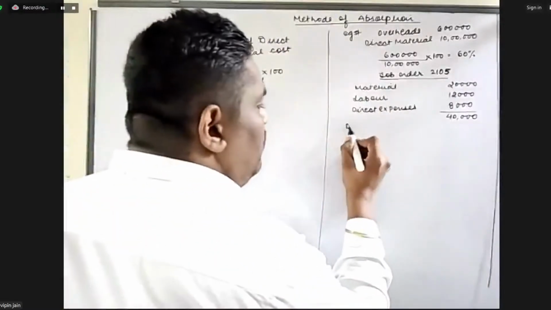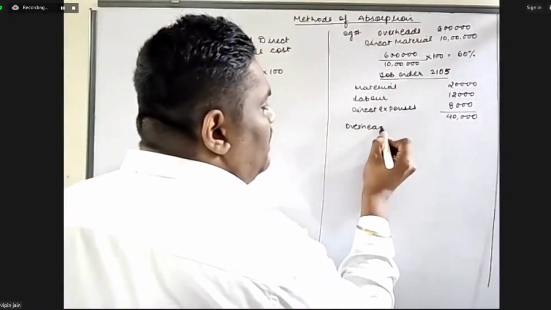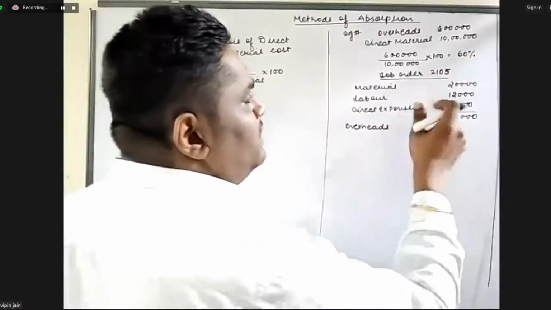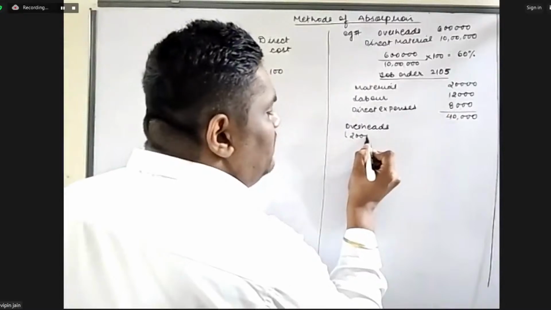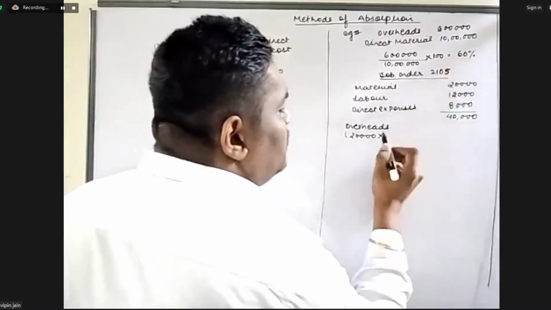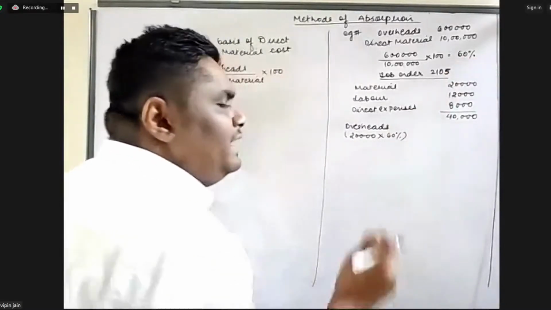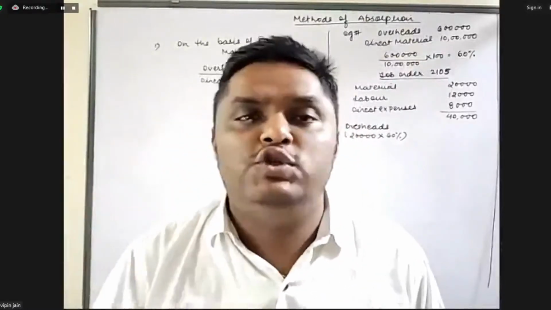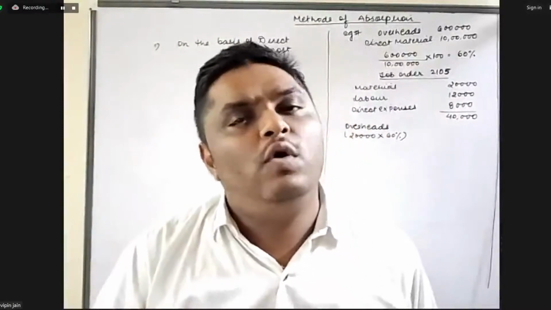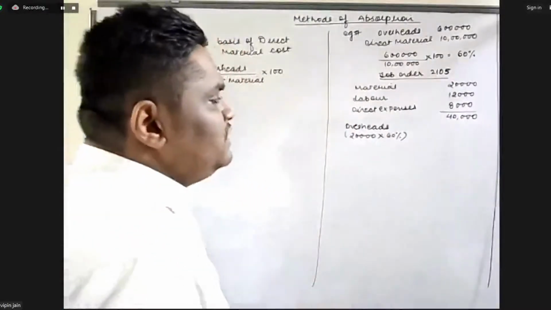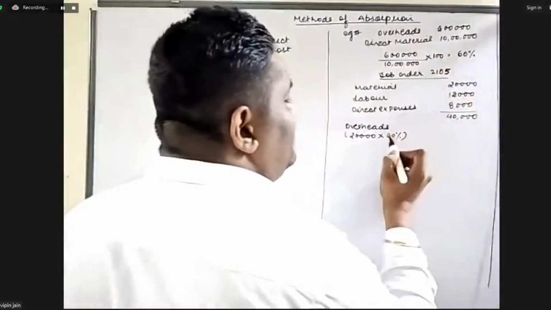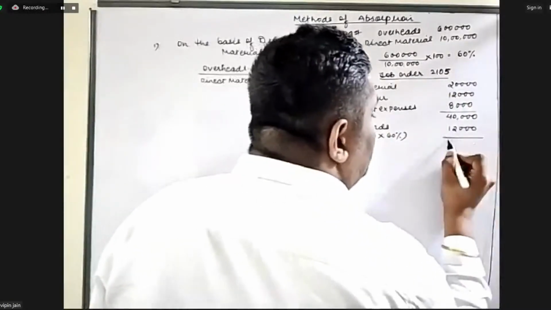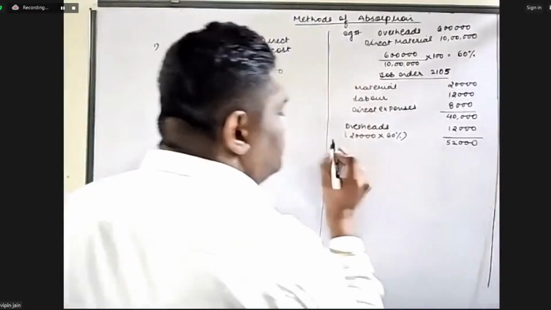So herein, when talking about overheads, the absorption rate is what? On the basis of percentage of direct material. So here the material cost that is incurred is 20,000 into the absorption rate of 60%. This means, in simple terms, that whatever material cost is incurred in any product or particular job, 60% of it will be the overheads. So here my overheads will be 20,000 into 60%, that is 12,000. So the total cost of this job will be 52,000.